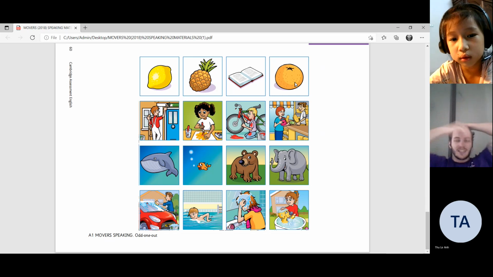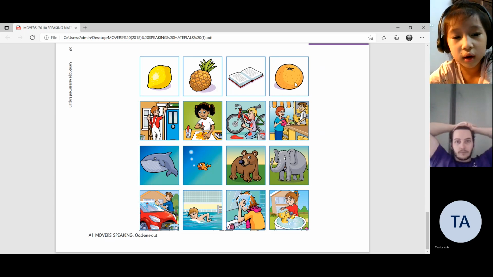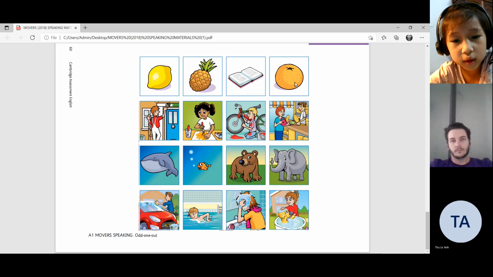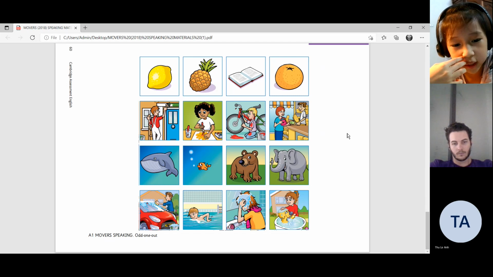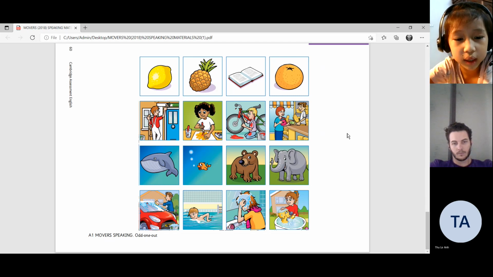Very good. Next. Picture 4 is out because in pictures 1, 2, and 3 they are painting something, and in picture 4 they are buying or selling something. Very good. Next. Picture 2 is out because pictures 1, 3, and 4 are bigger than picture 2.